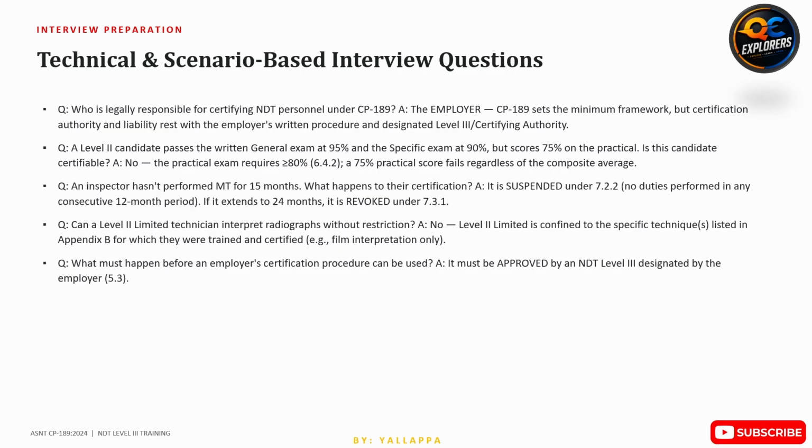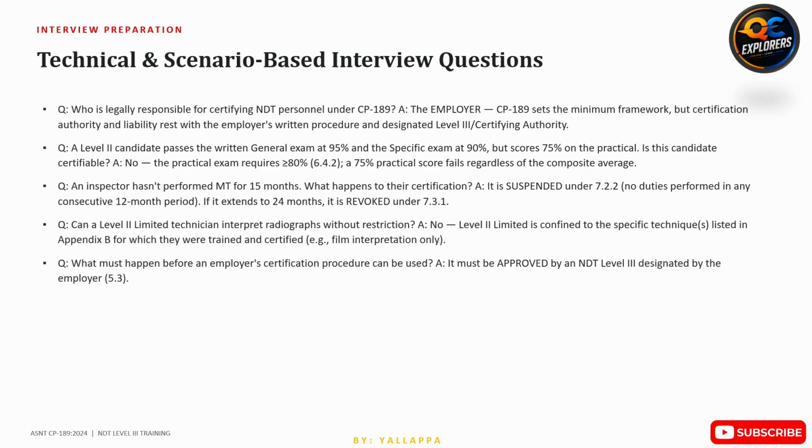A Level 2 candidate scores 95% on the general examination, 90% on the specific examination, but only 75% on the practical examination. Can this individual be certified? The answer is no. Although the written examination scores are excellent, Section 6.4.2 requires a minimum practical examination score of 80%. Because the practical score is only 75%, the candidate fails regardless of the overall composite average.